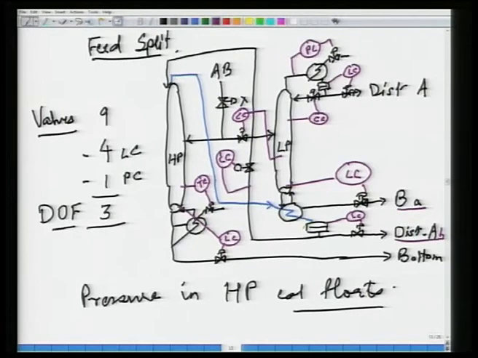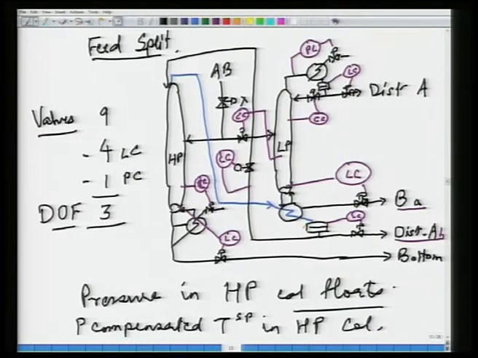In the HP column, if you want to use a temperature controller here instead of a Cc, notice that the pressure in the high pressure column will float. Since the pressure is floating, you will have to use a pressure compensated temperature set point in the HP column.